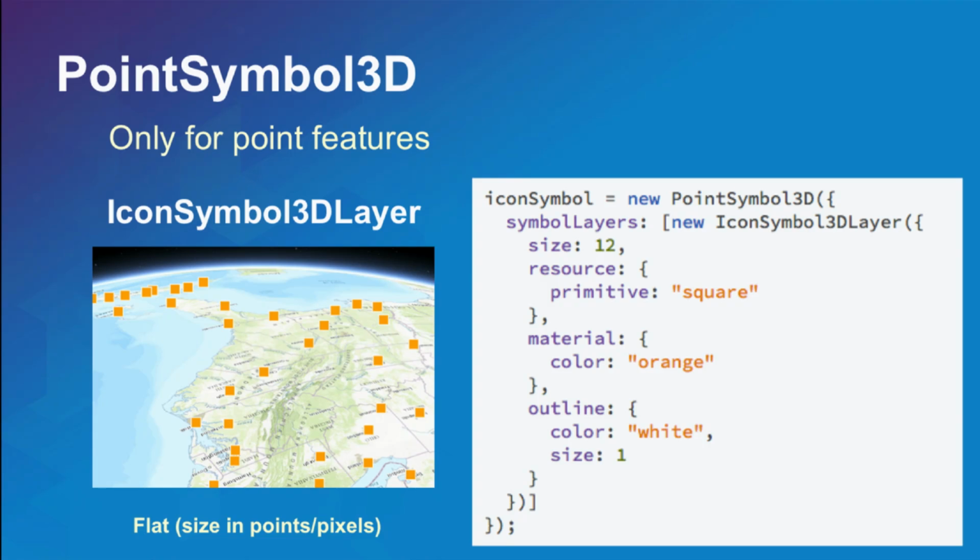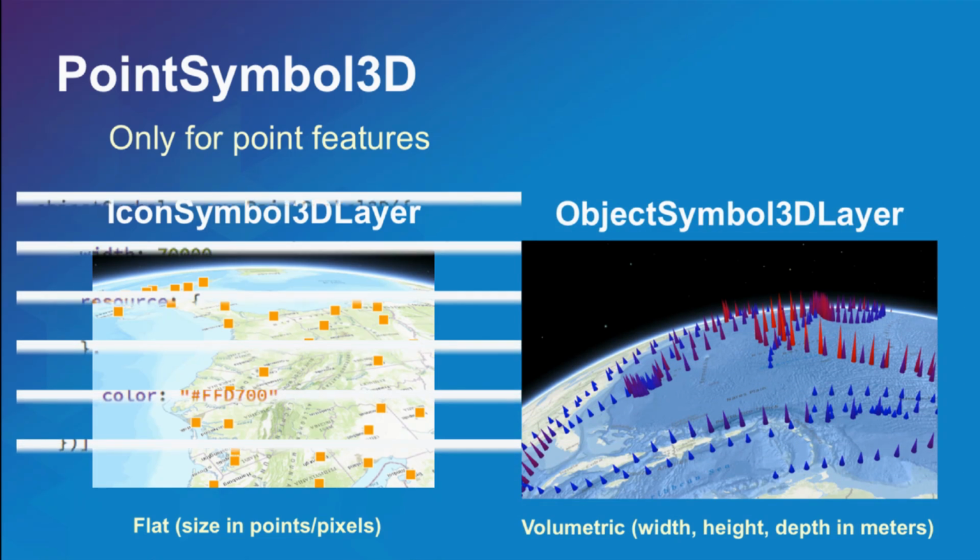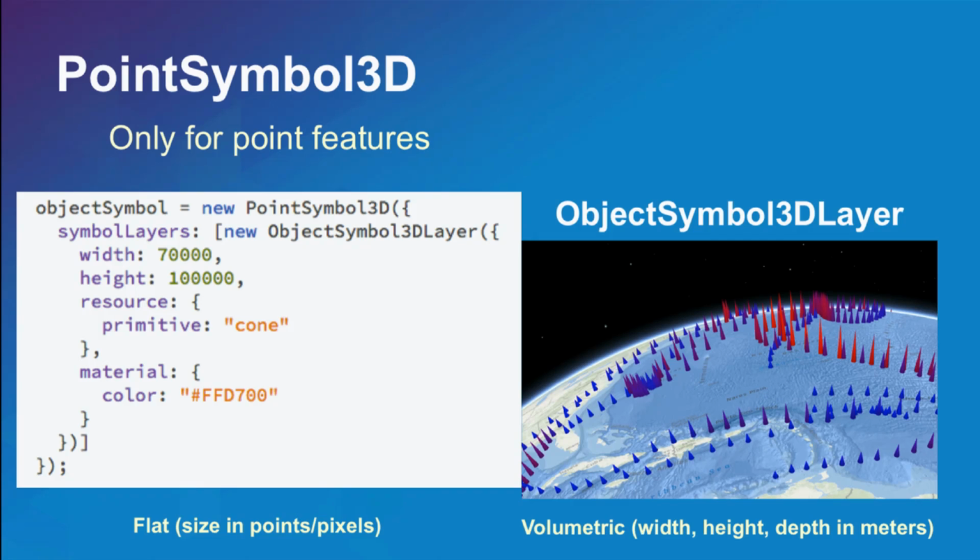And then there's the resource, and there are several different options with the resource. We have several primitives available to you within the API, and I'll show you a slide for that. And that is true of both object and icon symbol layers.